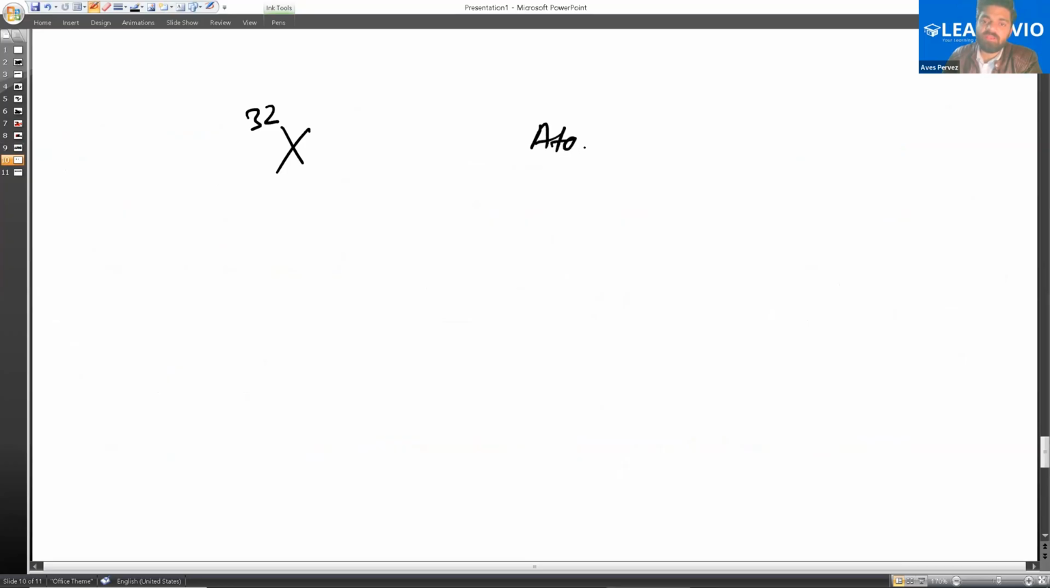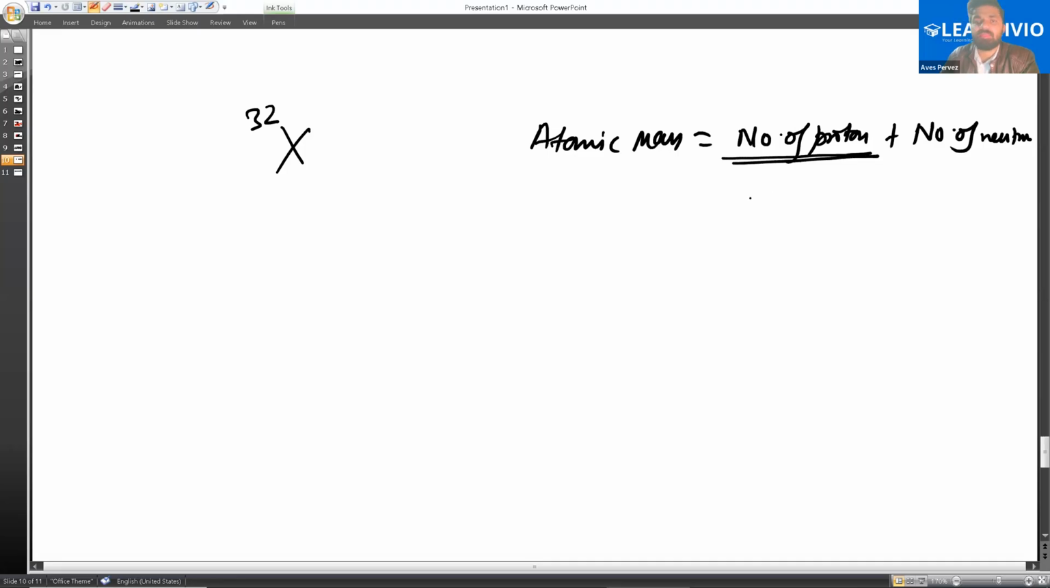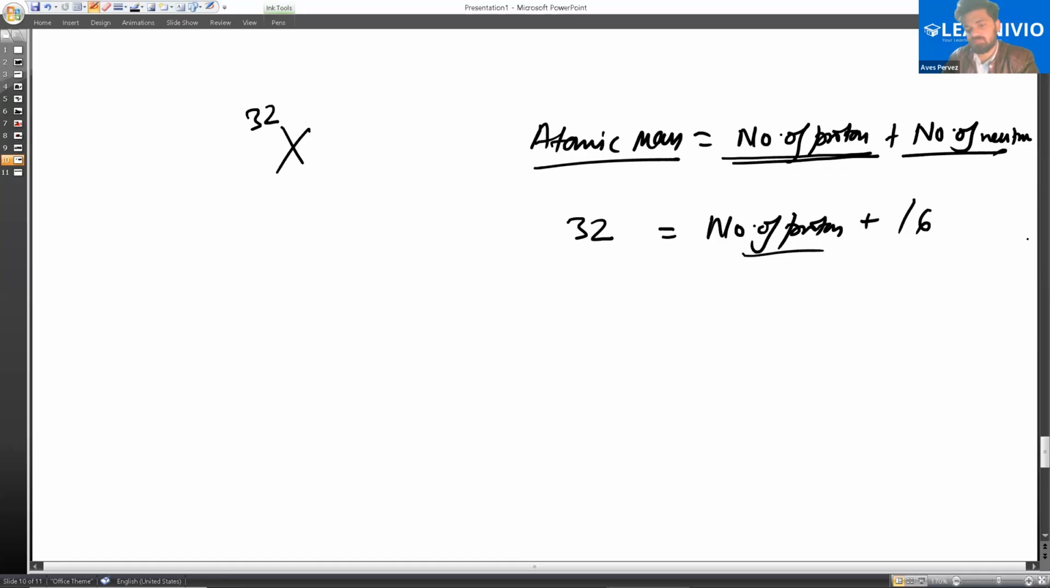So you know that atomic mass is equal to the number of protons plus the number of neutrons, and the number of protons is equal to the atomic number. If the atomic mass is 32, we need to find the number of protons. The number of neutrons is given as 16. So what is the value of the number of protons? Siri, can you answer? What is the value of the number of protons?